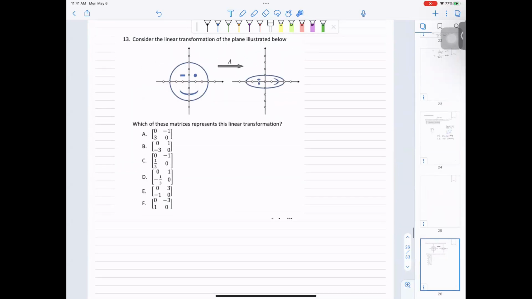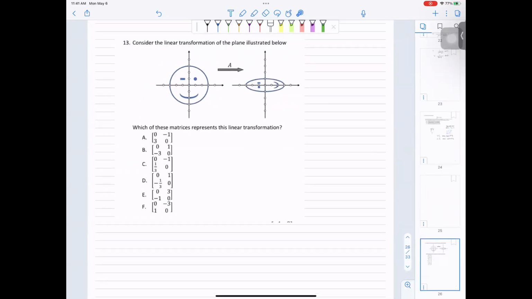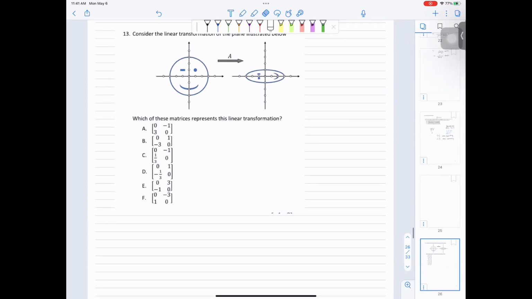Okay. For number 13, consider the linear transformation of the plane. Which of these matrices represents this linear transformation? Okay, how do we do linear transformations, right? It's always whatever's in the first column. First column is what happened to the I vector. And the second column is what happened to the J vector, 0, 1.